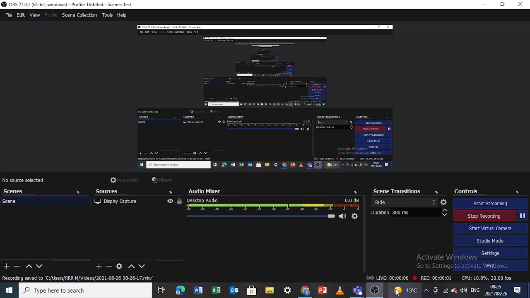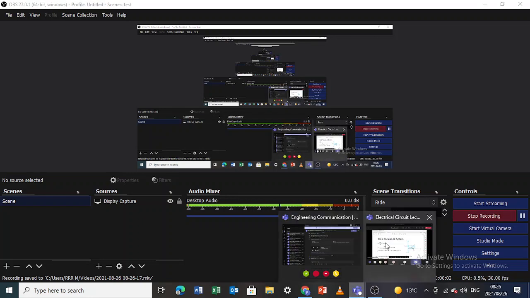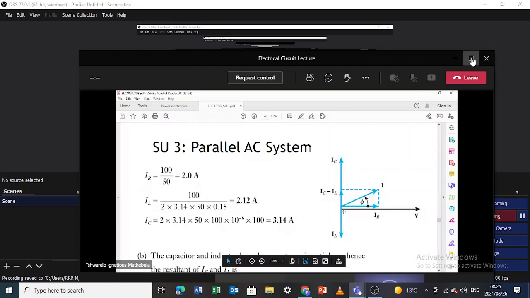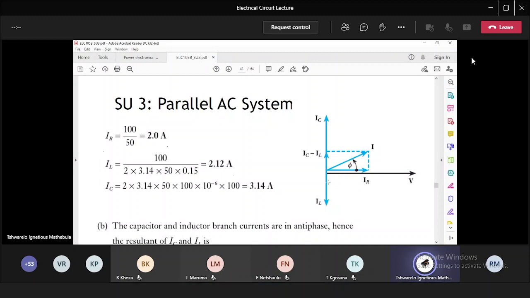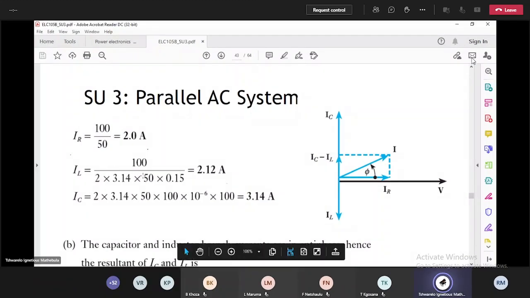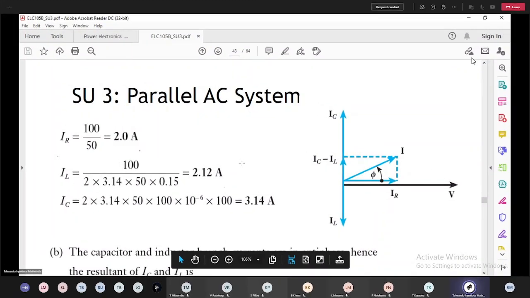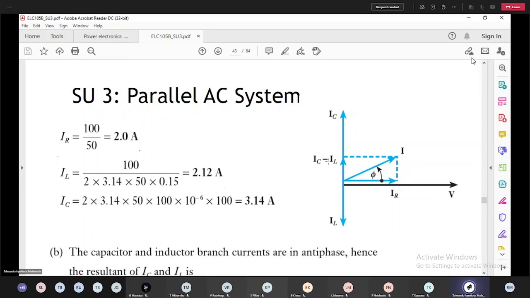So there's no phase shift between them. We know that the current in the inductor is out of phase with the voltage by 90 degrees. So there it is at minus 90 degrees. We know the current IC is out of phase from the voltage by 90 degrees, but of course leading the voltage by 90 degrees, such that it's there.